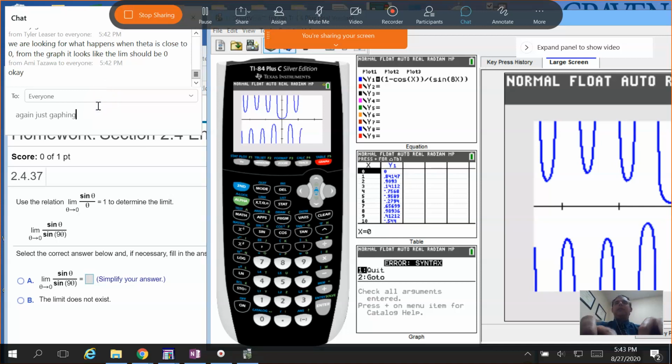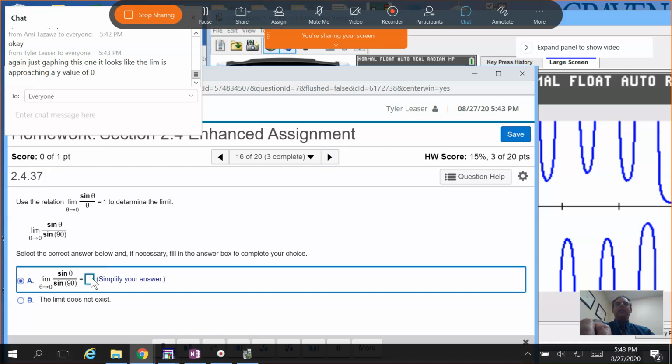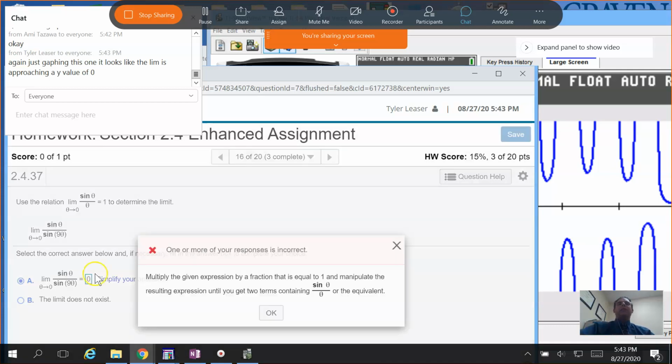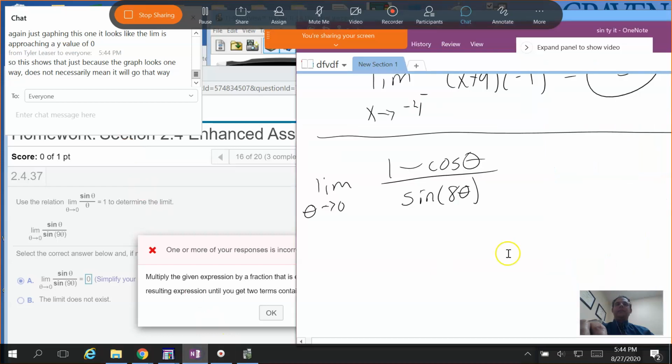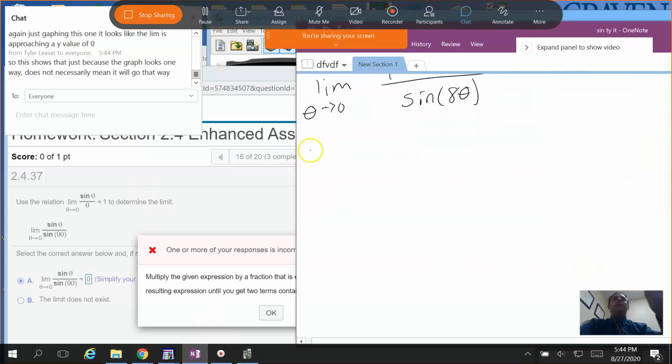Again, just graphing this one, it looks like the limit is approaching a y value of 0. Now, just because the graph looks like it's approaching 0 does not necessarily mean it will. This shows that just because the graph looks one way does not necessarily mean it will go that way. So this one we're going to have to do by hand.